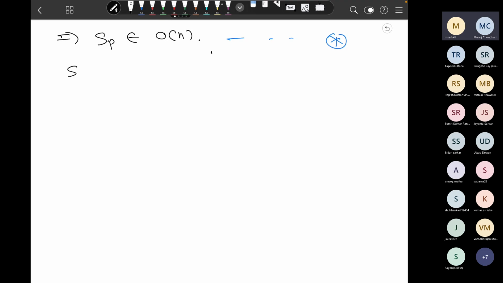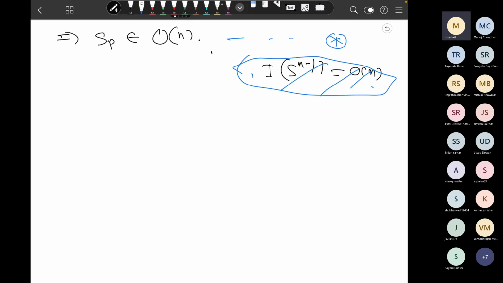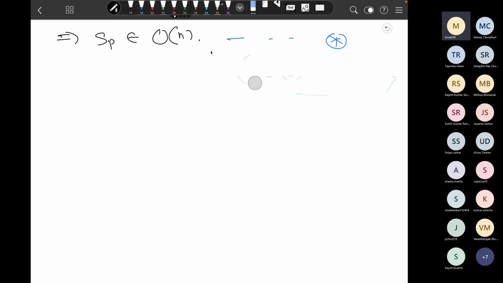I didn't get what you were saying about the isometry group. See, you know the isometry group of S^{n-1} is O(n). From there you can conclude that S_P belongs to the isometry group of S^{n-1}, right? But I am saying that without using this knowledge, can you show that S_P is in the isometry group of S^{n-1}? That is the thing. I am saying it is not good to use this fact. You can show it directly. And you are also using the fact that this isometry group acts transitively, right?